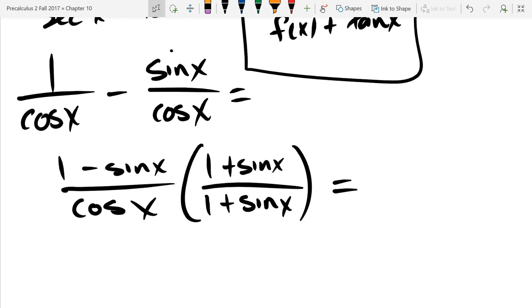I recommend to not distribute where you don't have a conjugate, so I'm only going to distribute in the numerator. 1 times 1 is 1. Outside and inside terms are going to cancel. We're going to get minus sine x plus sine x. And negative sine times positive sine is negative sine squared x.